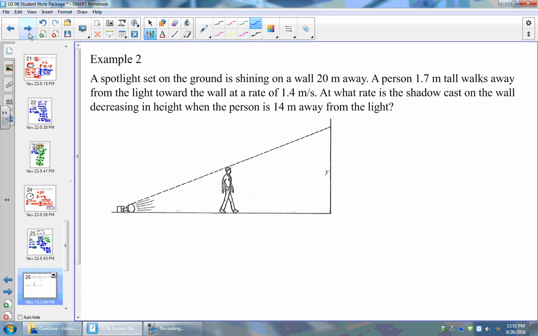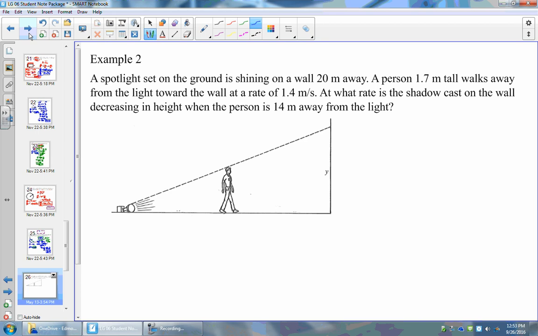A spotlight set on the ground is shining on a wall 20 meters away. A person 1.7 meters tall walks away from the light toward the wall at a rate of 1.4 meters per second. At what rate is the shadow cast on the wall decreasing in height when the person is 14 meters away from the light? So this one, there's a lot of information.